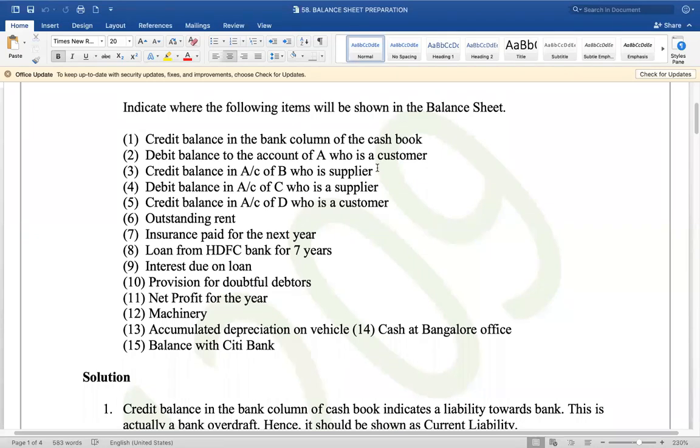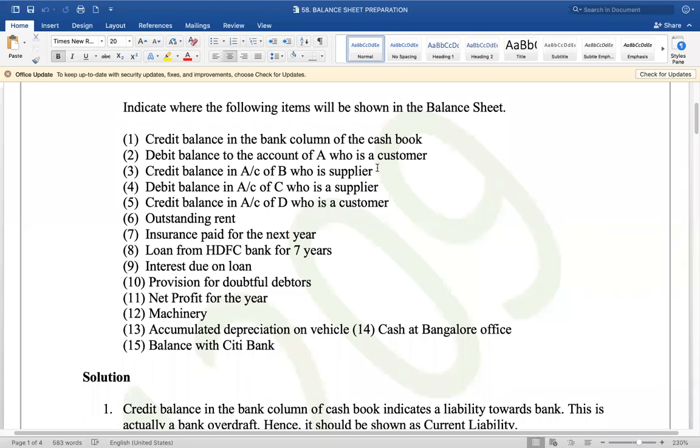Every time you deposit, it shows debit balance, right? So all deposits on the debit, all withdrawals on the credit. If the credits are more than the debits, then it is a credit balance, right? So therefore, it's a liability.